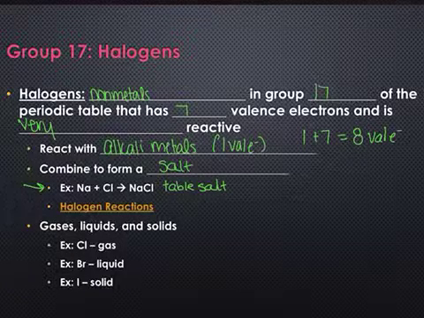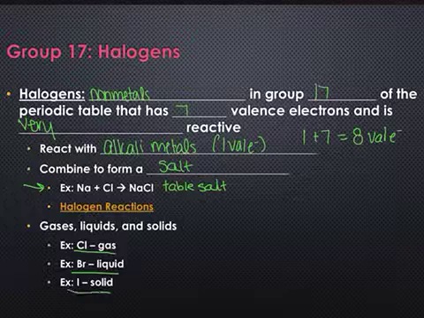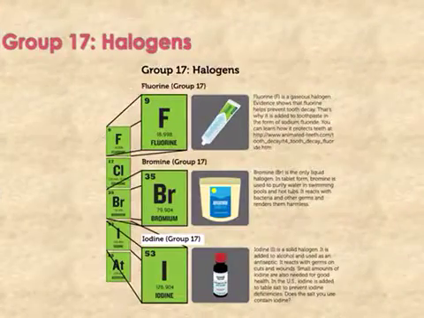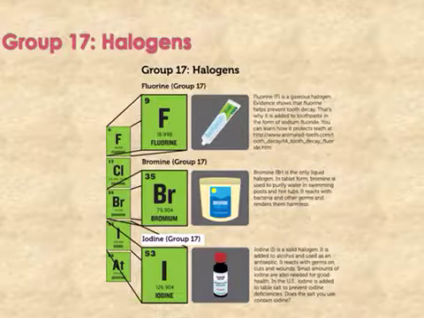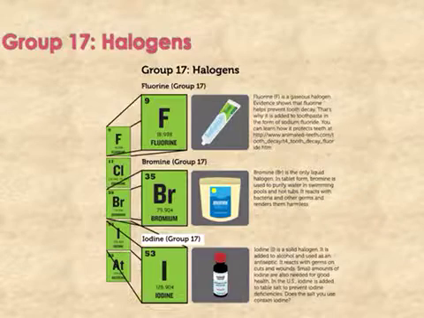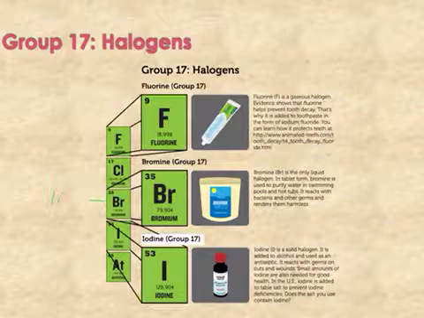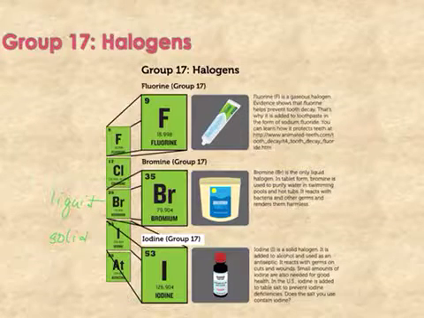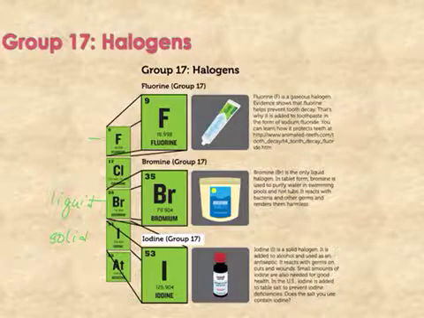This group has gases, liquids, and solids. Chlorine is an example of a gas, bromine is a liquid, and iodine is a solid. So again, here is your halogen group, starting off with fluorine. Bromine's in there as the liquid. Iodine is a solid, and fluorine is a gas.